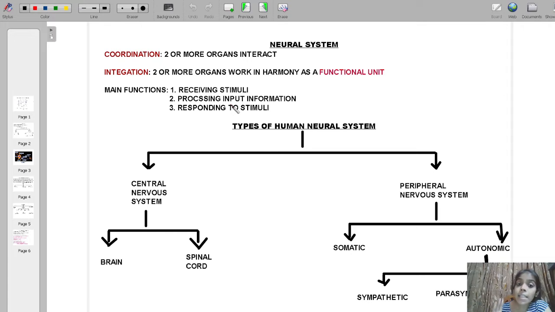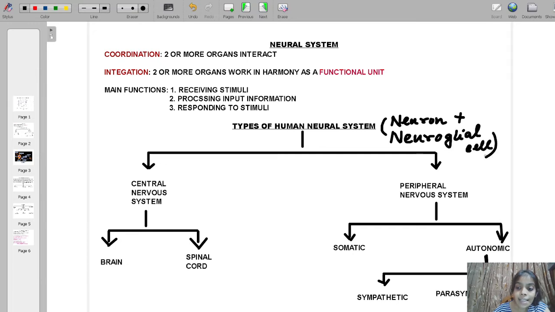Now, what is this nervous system made up of? Nervous system is basically made up of two types of cells. Now, what are those two types? Let me write down. I'm writing over here. One is neuron and the other one is neuroglial cell. So one is the neuron and the other one is neuroglial cell.